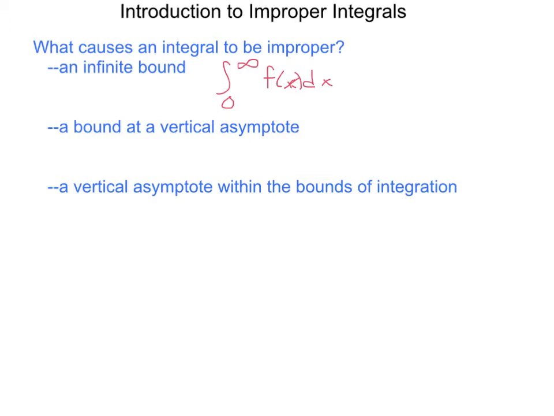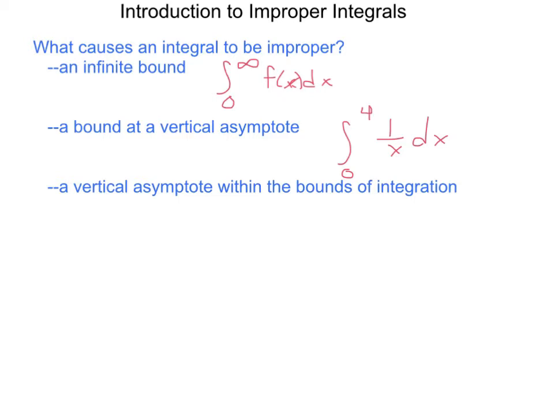The second thing that can cause it is that one of the bounds can actually be a vertical asymptote. So suppose you had an integral going from 0 to 4 of 1 over x dx. We know just by looking at it that 1 over x has a vertical asymptote at 0. So anytime a vertical asymptote is one of the two bounds, that's another reason for an integral to be improper. And the third cause is that you can have a vertical asymptote within the bounds of integration.